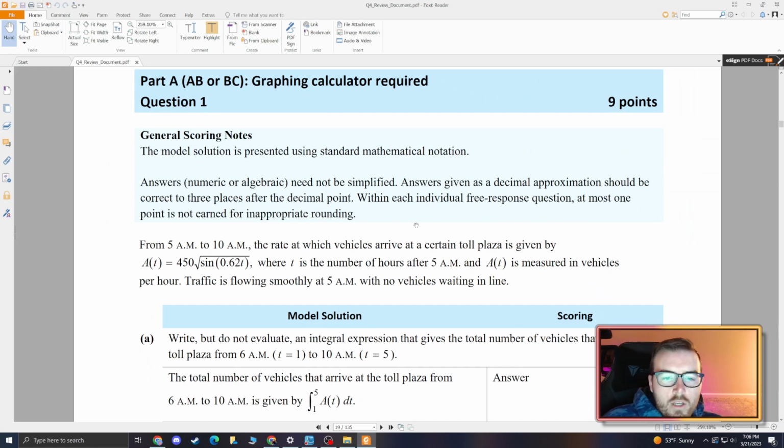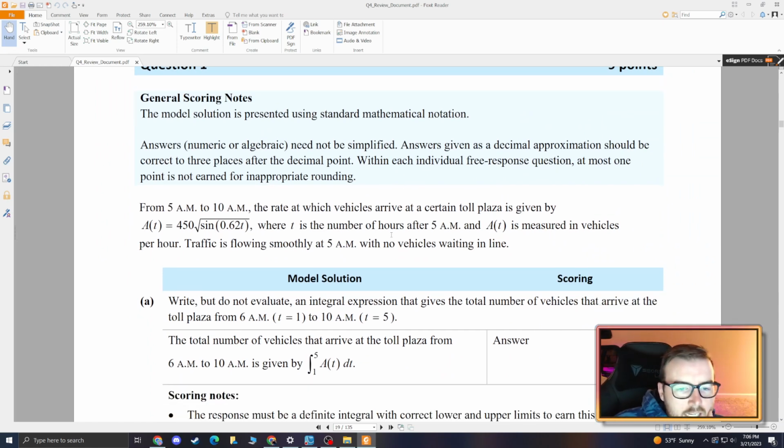Okay. So, on the scoring guidelines, it gives you the question there. From 5 a.m. to 10 a.m., the rate at which the vehicles arrive at a certain toll plaza is given by blah, where t is the number of hours after 5 a.m. In the case of a calculator question, the function that they give you is probably going to be used at least two or three times throughout the question.